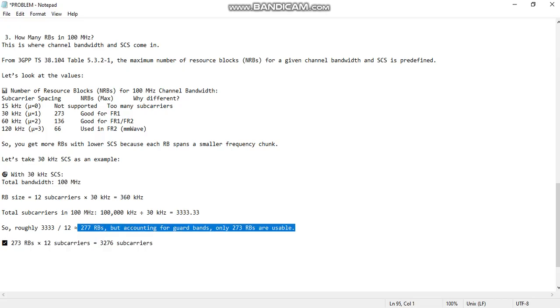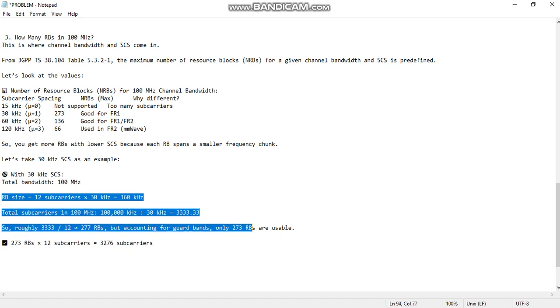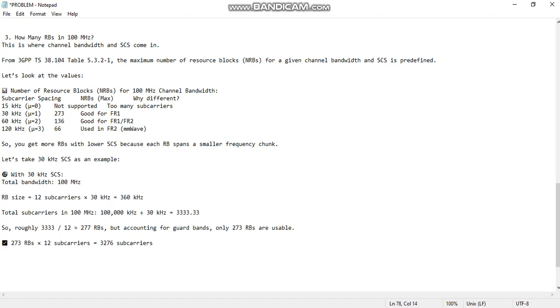But in the 277 resource blocks, certain resource blocks are given to the guard bands. So assuming 2 and 2 for the guard bands, we'll have 273 resource blocks. So this is how we can arrive at 273 resource blocks. No need to remember this. This is how we got to 273 resource blocks.